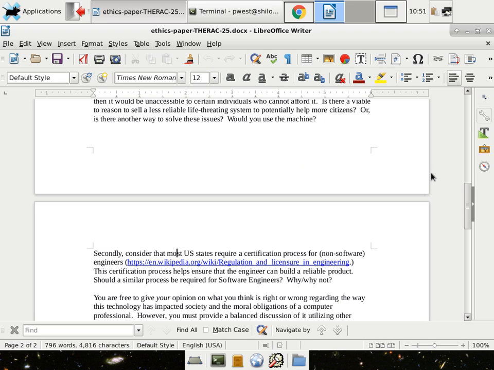Consider that most U.S. states require a certification process for non-software engineering. If you've talked about professional engineers or civil engineers, they have to have a certification in order to actually build a bridge. It helps ensure that engineers can build a reliable product. Should a similar process be required for software engineers?